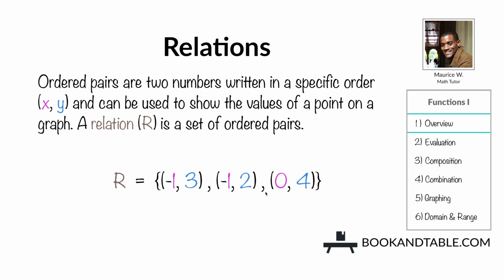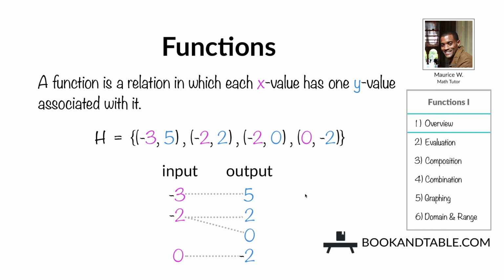So we have three ordered pairs here, and we see that the first number in each pair represents the x value, or the x-coordinate of the point, and the second number in each pair represents the y-coordinate, or the y value, for each point. And the reason this is important is because a function is a relation in which each x value has one y value associated with it.